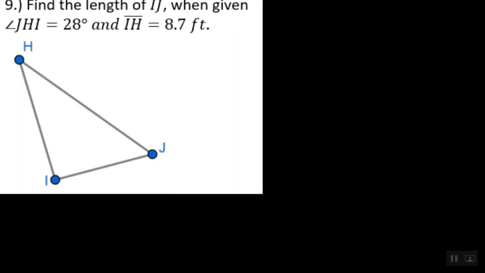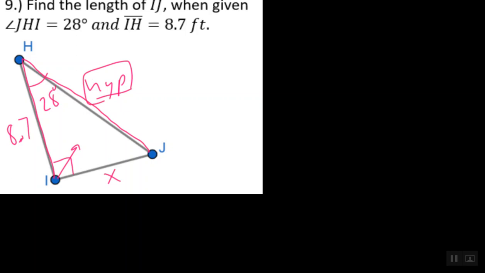Okay, number 9 says find the length of IJ. So let's go ahead and put an X there. We're given angle JHI, so J to H to I, so that angle right there is 28 degrees. And IH is 8.7. Okay, now let's go ahead and start doing our labeling. One thing that we should have been given, that we'll just go ahead and assume, is that this is a right triangle, and of course that points to the hypotenuse. Now, if I circle this angle, I would know that to my relevant angle, this is the adjacent side, which means that this is the opposite side.